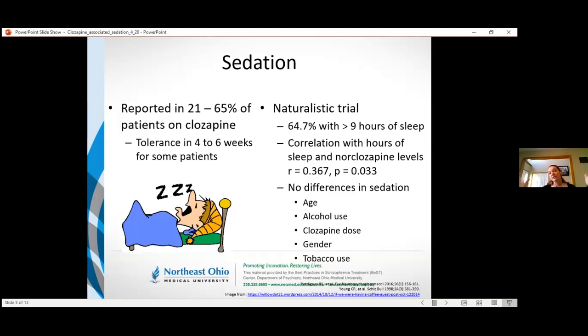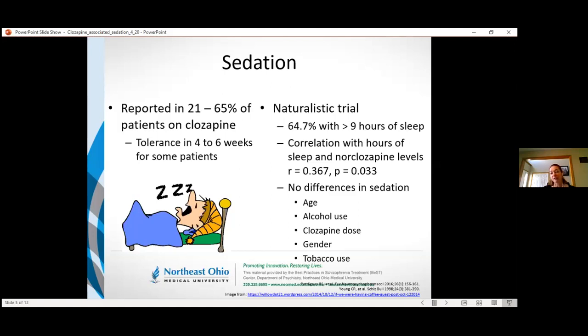The researchers then looked at a whole list of other potential factors that might be related to the amount of sleep that they're getting. Of the other pieces that they were looking at, the only thing that was correlated with the number of hours of sleep was their norclozapine levels. So the total clozapine dose and the actual clozapine serum concentration itself were not correlated. It didn't matter about age or alcohol use. There was no difference in gender, in tobacco use, in the amount of physical activity that they were reporting.